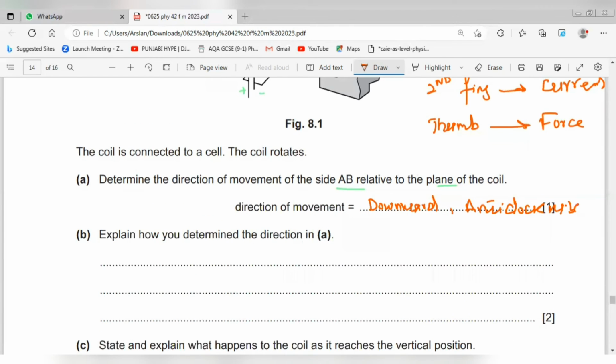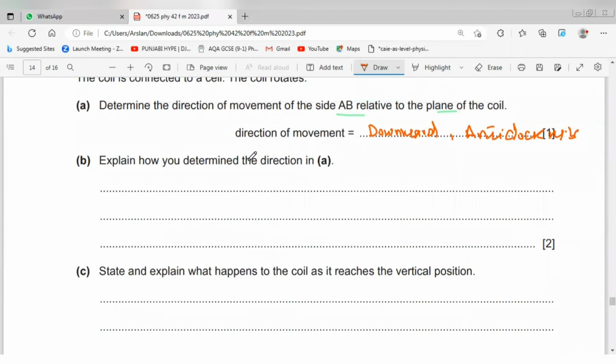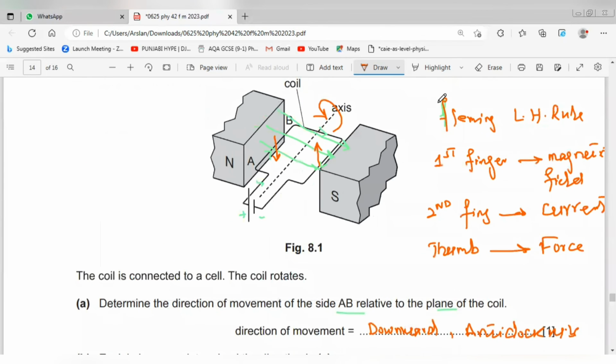Explain how you determine the direction. I already told you, using Fleming's left hand rule. You will write the same answer. So this is the right answer.